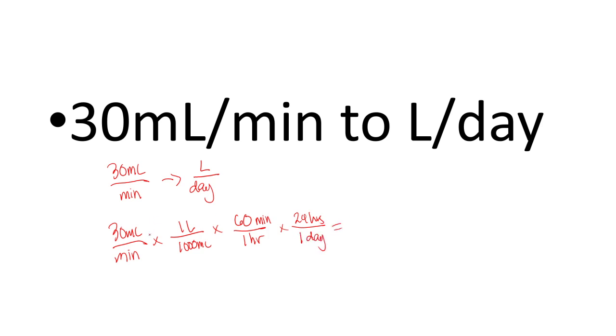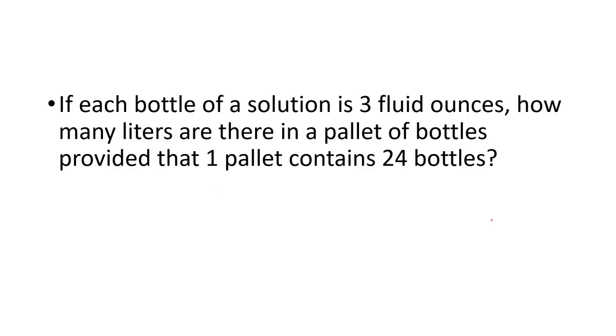Please do remember to cancel out the units so you can easily see if you are missing something. So the final units are liters and days. Just to finalize the answer: 30 divided by 1000 times 60 times 24. We have 43.2 liters per day.